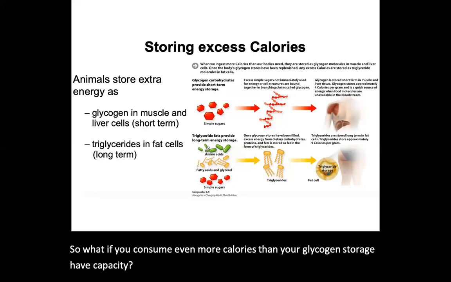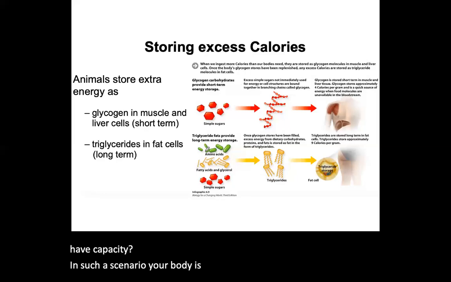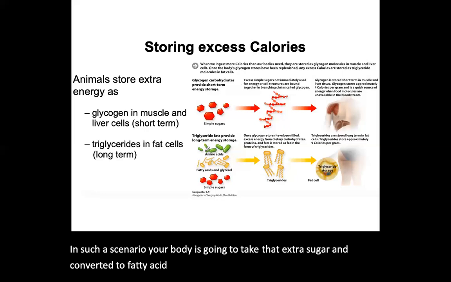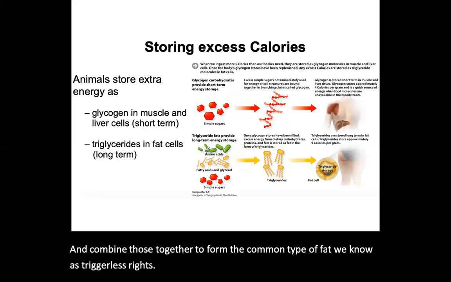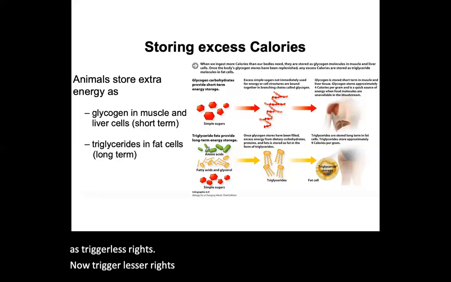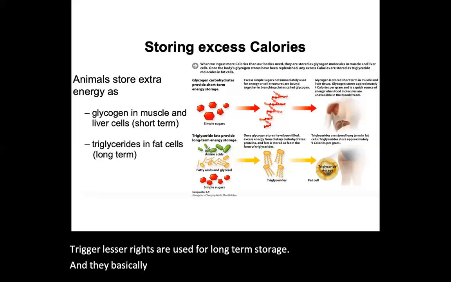In such a scenario, your body is going to take that extra sugar and convert it to fatty acid and glycerol and combine those together to form the common type of fat we know as triglycerides. Now, triglycerides are used for long-term storage, and they get stored as fat within your adipocytes.